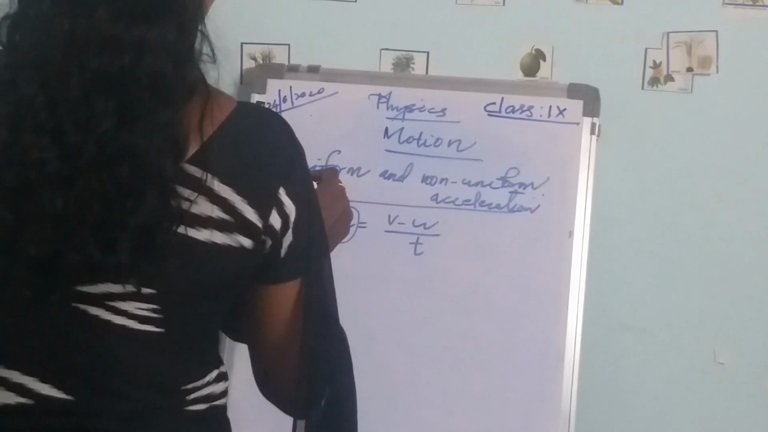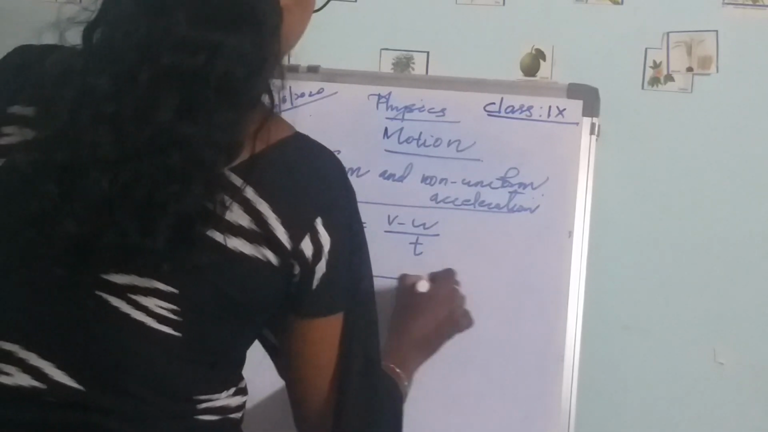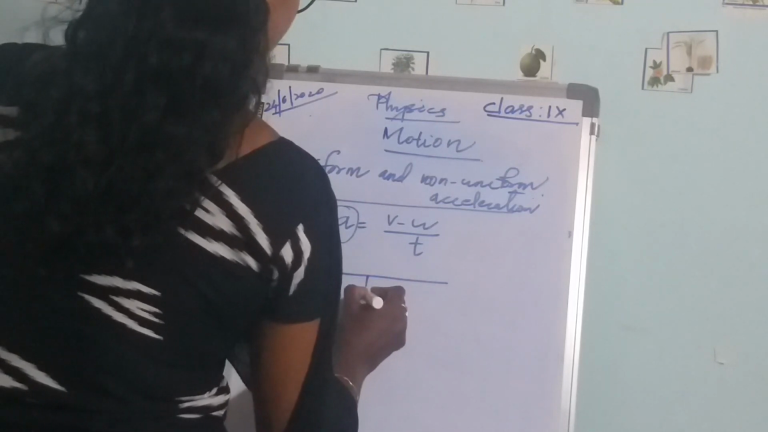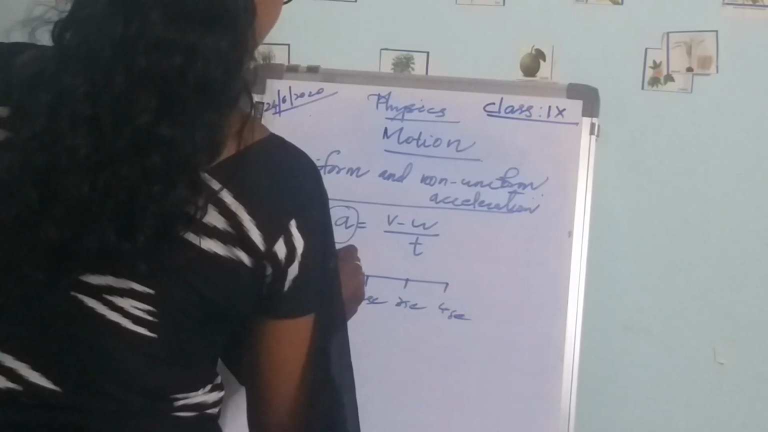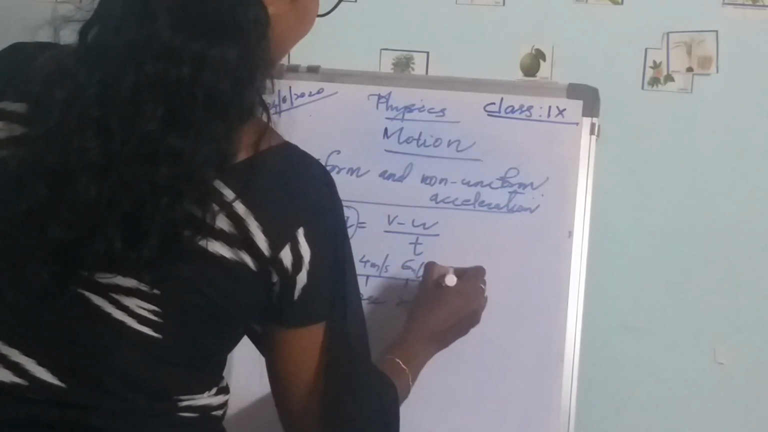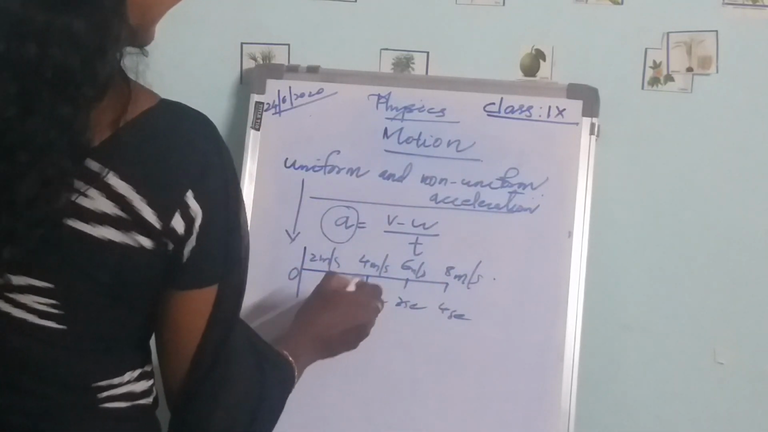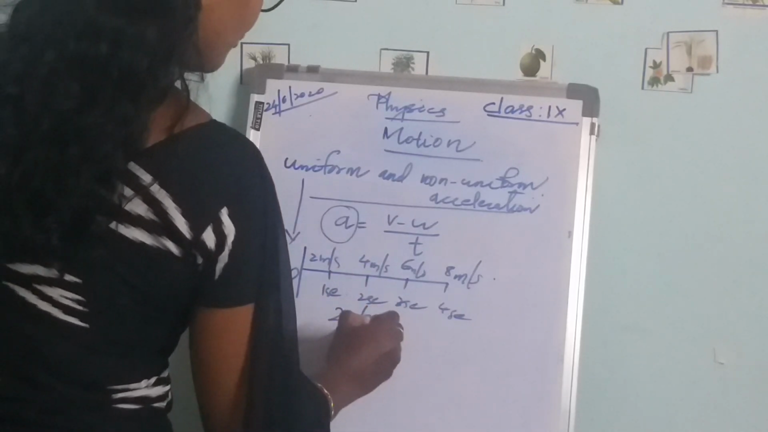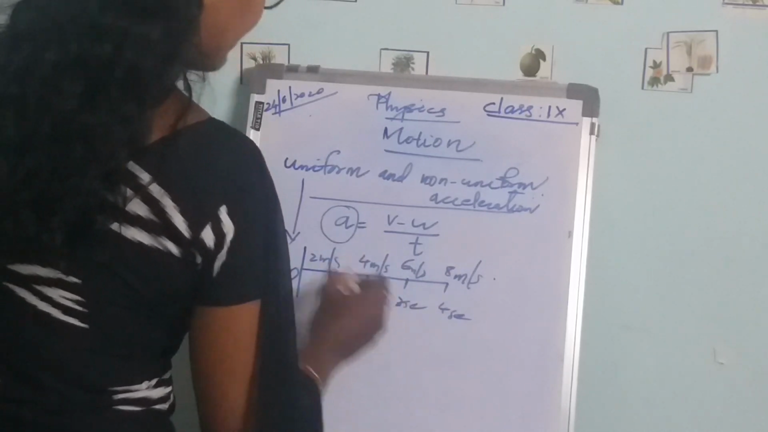Okay, next come to uniform acceleration. Let's consider an example. An object starts to move from O, and we can represent the time intervals as 1 second, 2 seconds, 3 seconds, 4 seconds, like that, and the velocity as 2 meter per second, then 4 meter per second, then 6 meter per second, and 8 meter per second. Here, for every 1 second the velocity changes. What is the change in velocity for every 1 second? That is 2 meter per second.